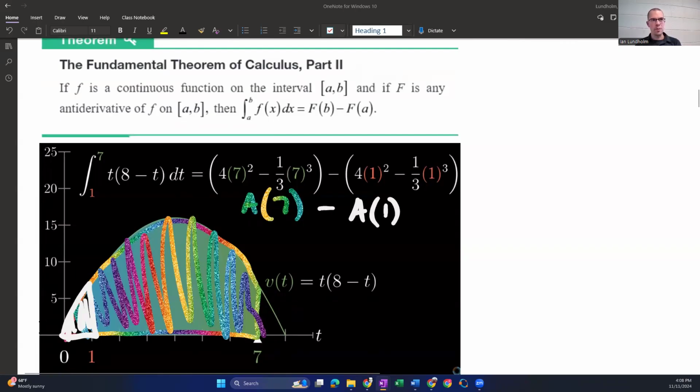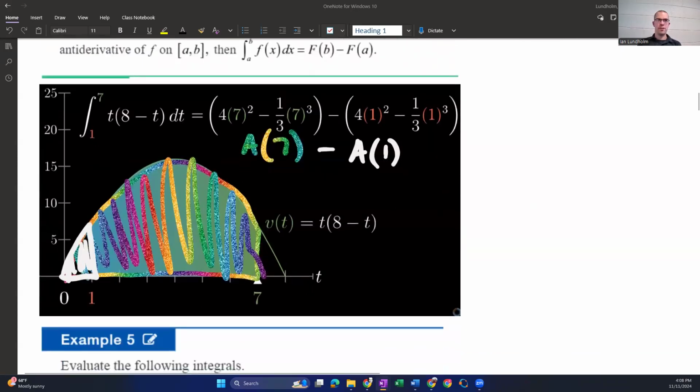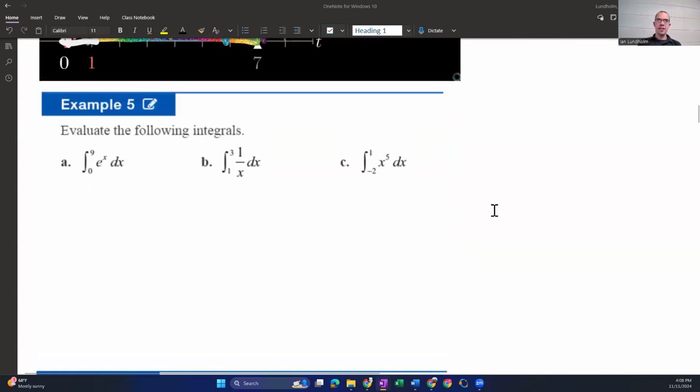So I hope you remember this from the video, that we can get the area in between 1 and 7 by evaluating the antiderivative at 7 and then subtracting off the antiderivative evaluated at 1. And we just get what's left over. And so let's go ahead and practice on these three integrals. This is great. We're doing integrals together.